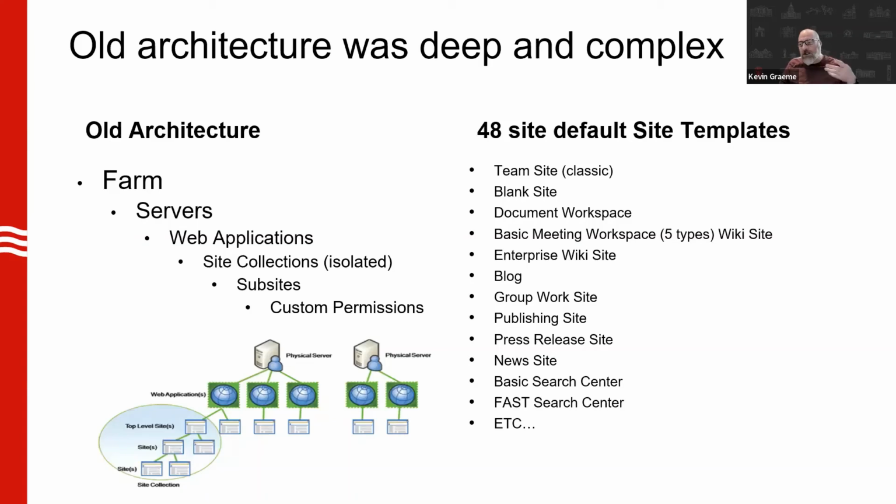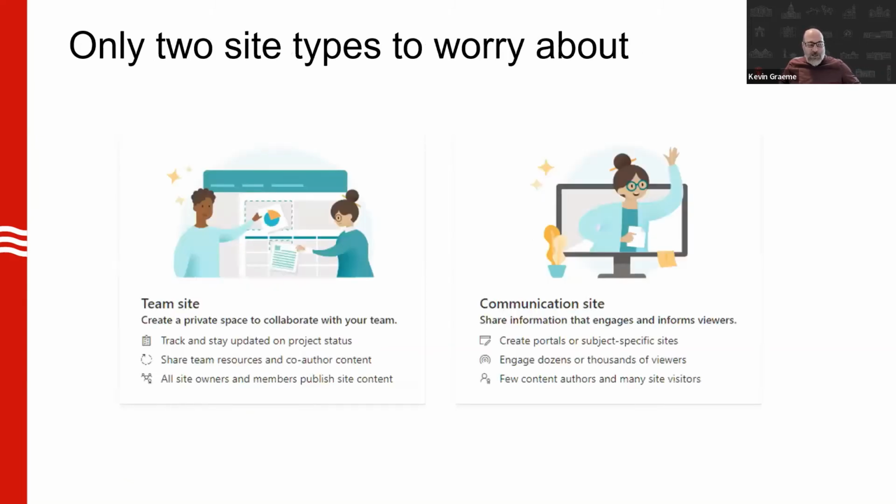So the old architecture, anybody who's been using SharePoint for a while knows that it's a pretty complex architecture with farms and servers and web applications, and that there were 48 different default site templates. You can kind of see in the list there all the different kinds of site templates. Next slide. So in SharePoint Online, it's a lot simpler. There's basically only two site types to worry about.